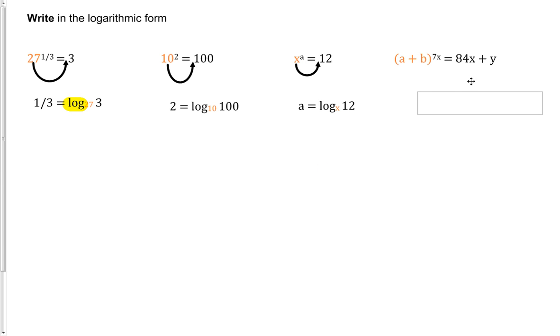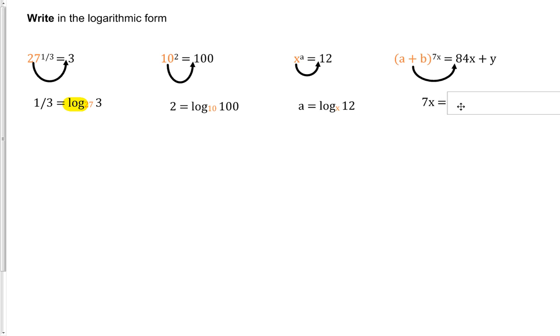And finally, we have a much more complicated example here, but all the same rules apply. We have a plus b as one large term that's being raised to the 7x power. So that entire term is our base, which means we have to move it to the other side and make it the base of our logarithm. Left over on the left side, we have that 7x, which is what was previously in our exponent. That's just going to be out front by itself now.